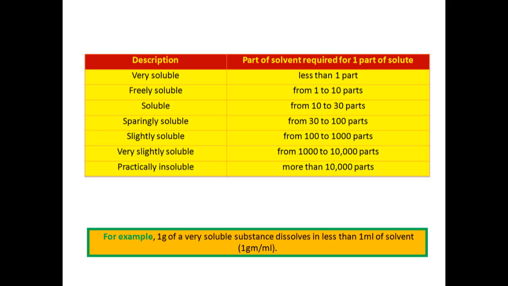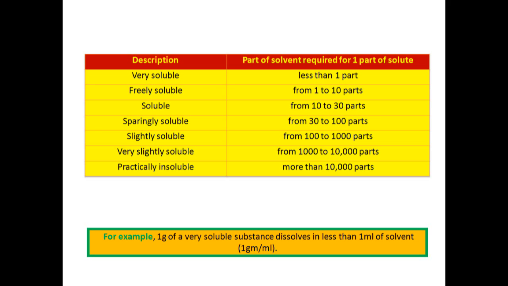The extent of solubility ranges from very soluble to practically insoluble. In case of very soluble, the parts of solvent required for solubilizing one part of solute is less than one part. What does it mean? It means that 1 gram of a very soluble substance will dissolve in less than 1 ml of the solvent, that is 1 gram per ml.